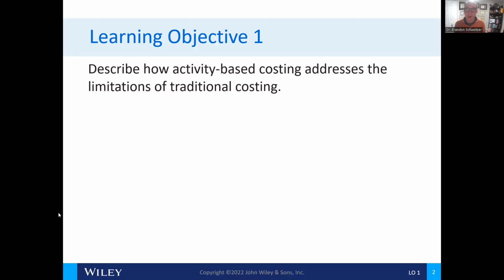Today we're going to talk about activity-based costing. The idea of activity-based costing is that we look at costs from the perspective of the activities that the business is working in. The activities are what drive the costs, and that's what we're going to talk about today.